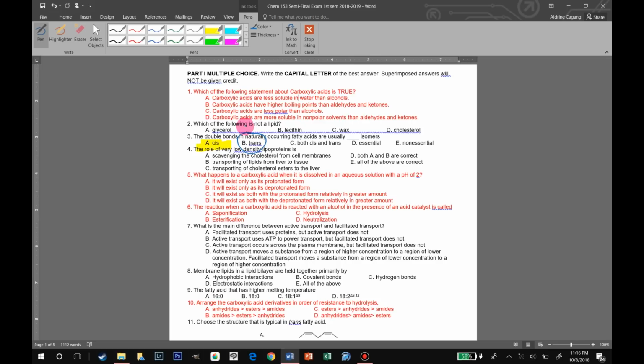Okay, number 4, the role of very low density lipoproteins. Low density lipoproteins. So in our discussion with lipids, you have the triglycerides, the fatty acids, all of those lipids are being transported by these so-called lipoproteins from your liver to your cells, and then from your cells or tissues back to the liver. So depending on its density, we categorize the lipoproteins depending on their density.